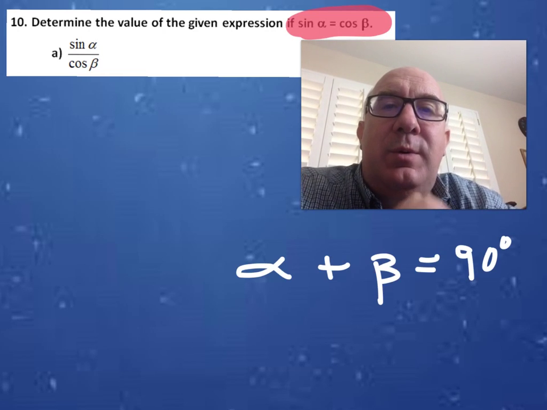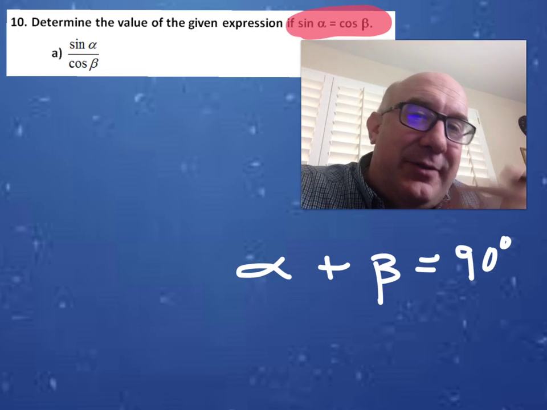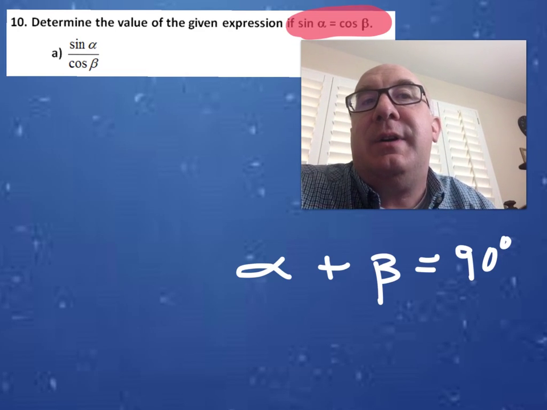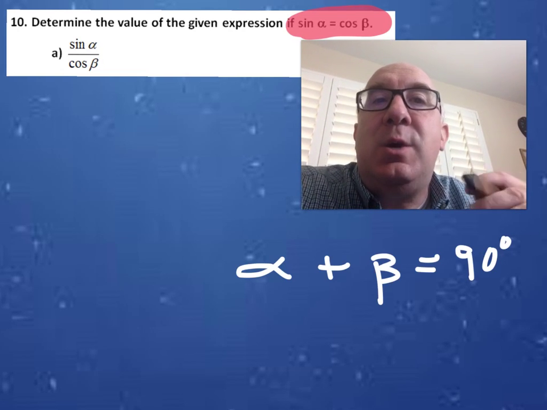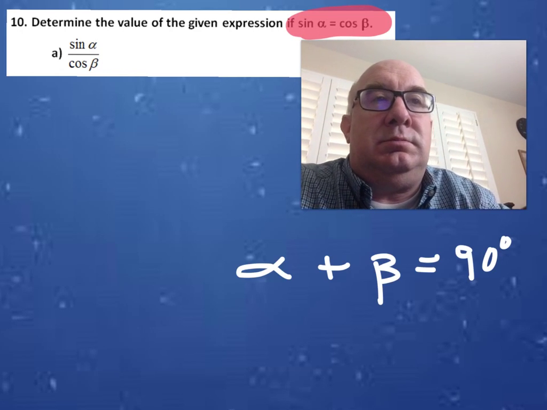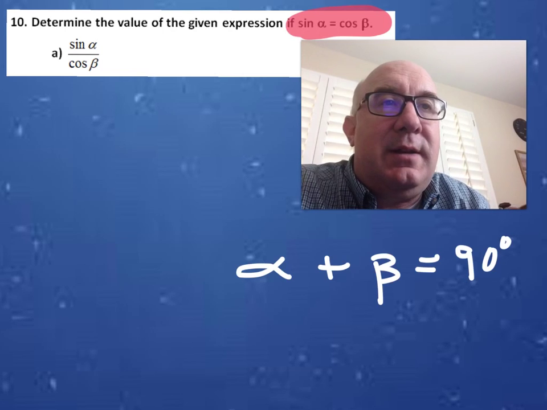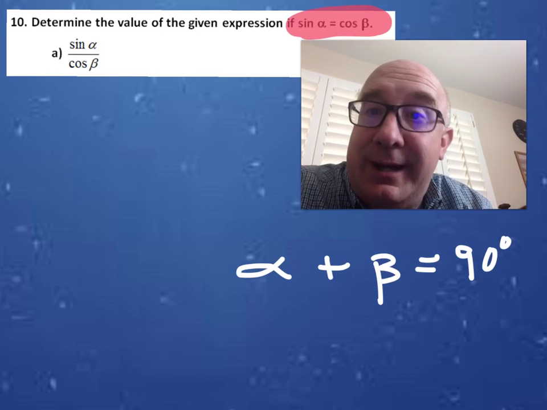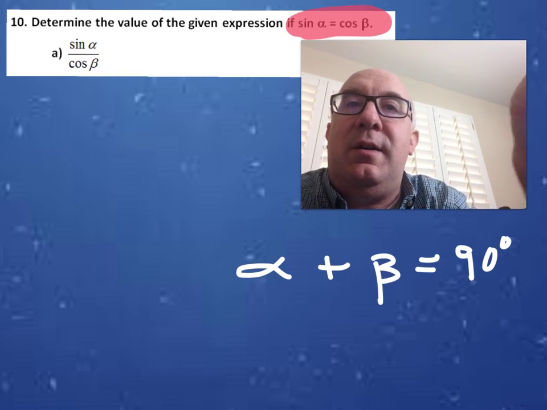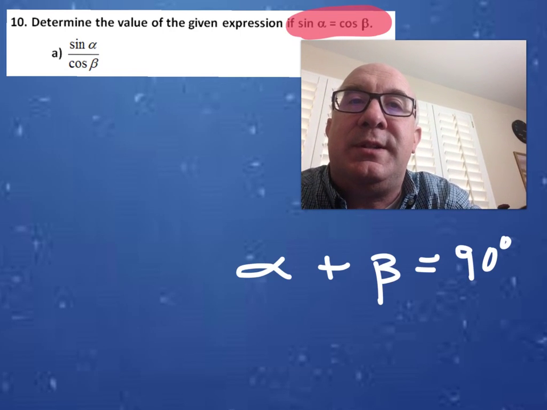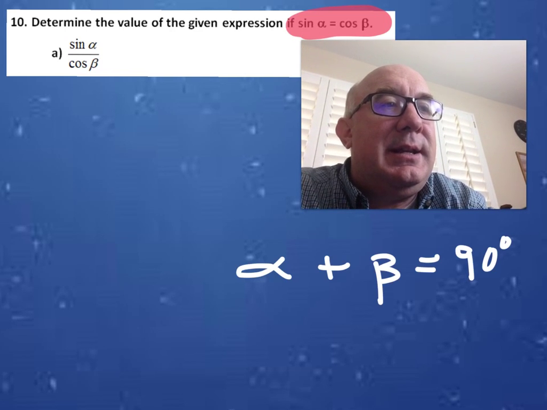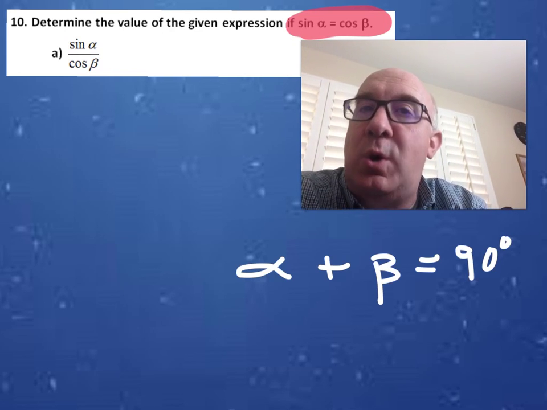How do we know that? Well, we know that because if they're equal, that's the only time when the sine of an angle and the cosine of another angle equal each other: if they sum to 90. So in this case, if you just take it as an equation, what we learn is that the sine of alpha, this value right here, is the same as the cosine of beta.